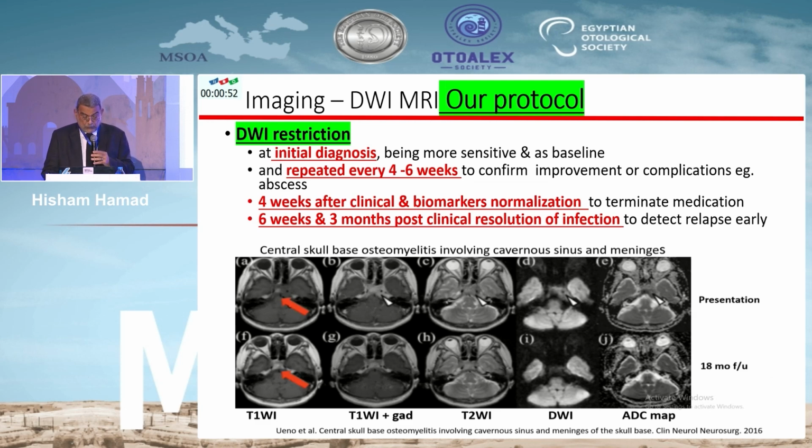Regarding our diffusion-weighted imaging protocol, we do the diffusion-weighted study at initial examination and initial diagnosis, in order to make the test more sensitive and to act as a baseline for follow-up. And then we repeat it every 4 to 6 weeks to confirm improvement in response to medical treatment and to detect a complication like an abscess. And after normalization of the clinical findings and biomarkers like CRP and ESR for weeks, we do it in order to take the decision to terminate medication.